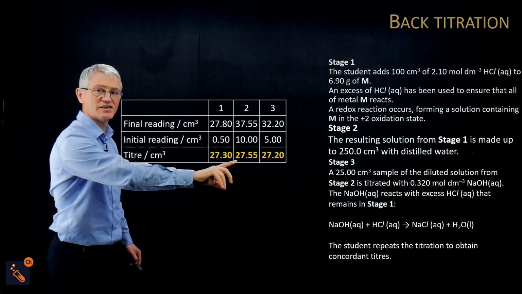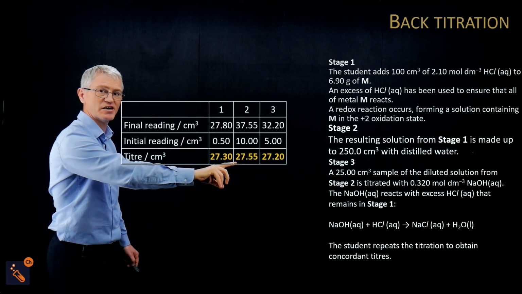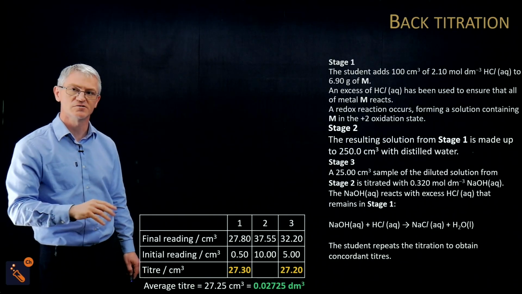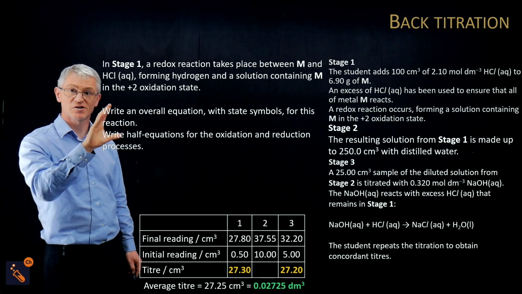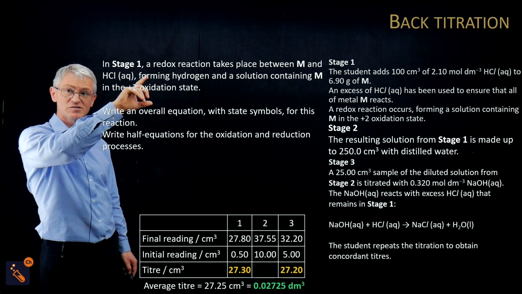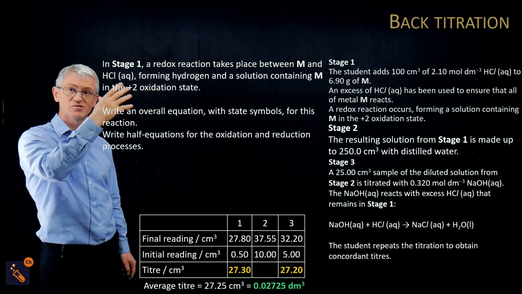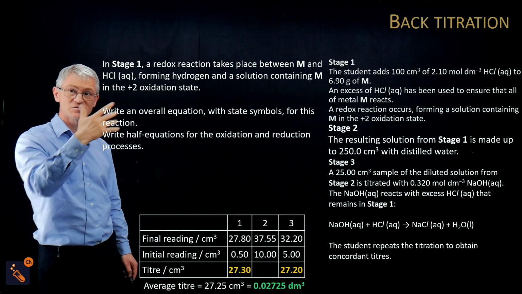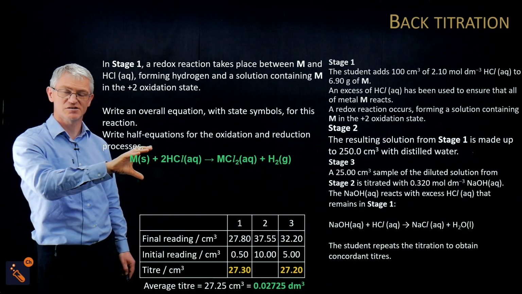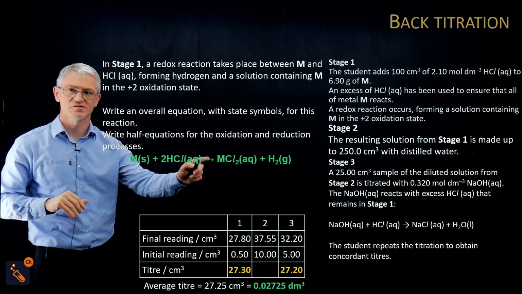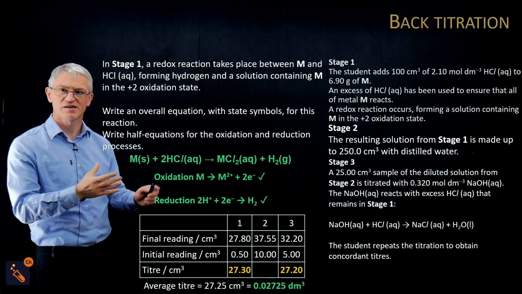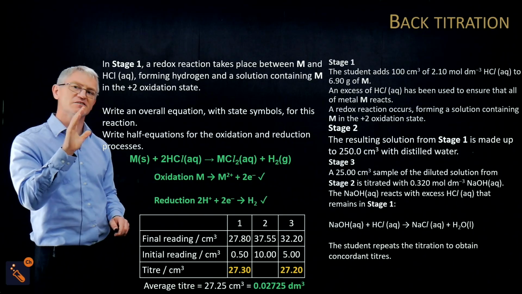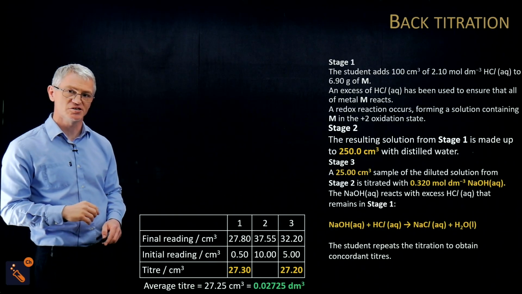Notice one of the titers is outside of the 0.1, so we're going to get rid of that. And then we'll get a titer from the two that are remaining, okay, because they're concordant titers. Then, before we do this, we're going to write an overall equation for this reaction. It tells you in the question that M is going to react with HCl, forms hydrogen and a solution. So if that's M, it's going to form M chloride. Okay, it tells you it's in the +2, so you end up getting an equation just like this. Okay, 2 chlorines per one of the metal, and you get half equations, losing 2 electrons, gaining 2 electrons. So let's get rid of that, and let's go straight into the back titration.